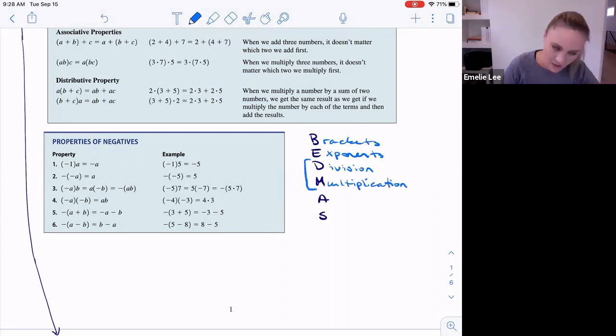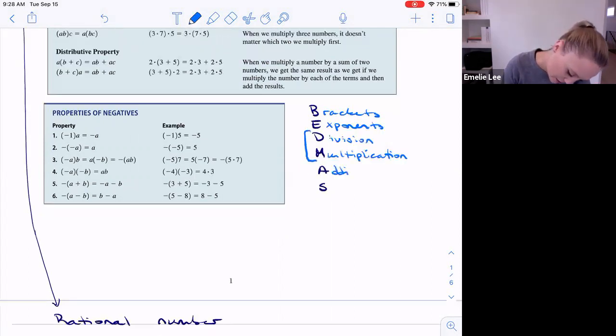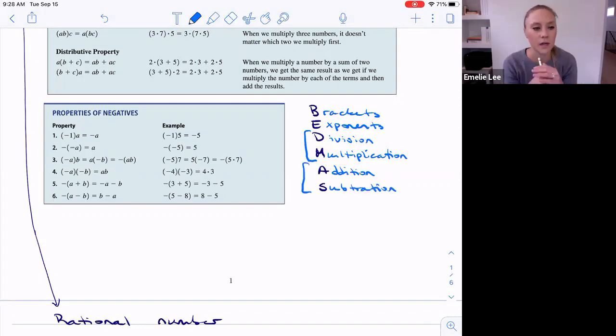These two are actually on the same level, so you just do them in the order they appear. Same thing with addition and subtraction. Right, they're on the same level, I would think of them as. So you deal with your brackets first, then your exponents, division and multiplication as they appear, addition and subtraction as they appear, right? But in that order. Okay.